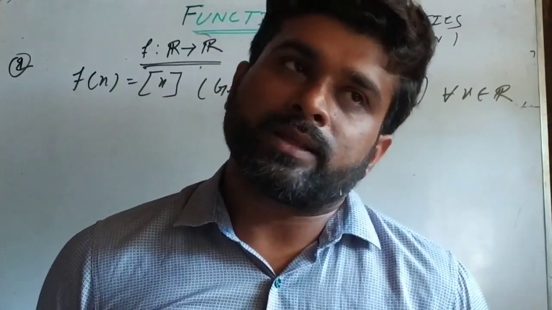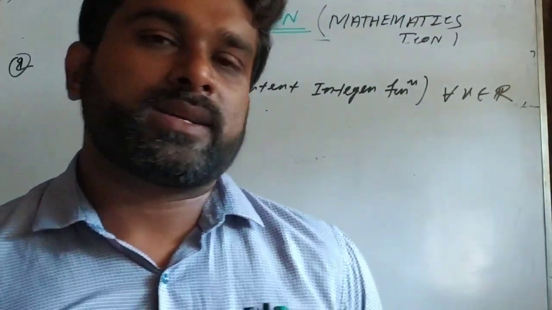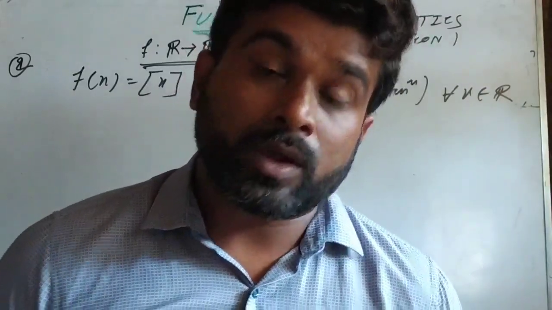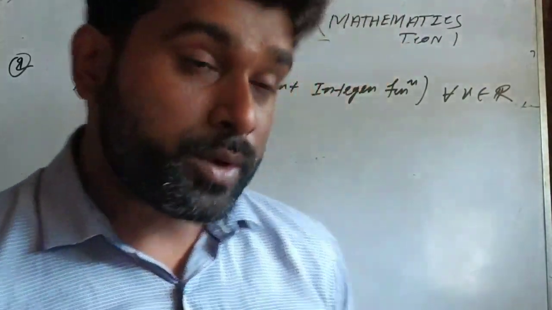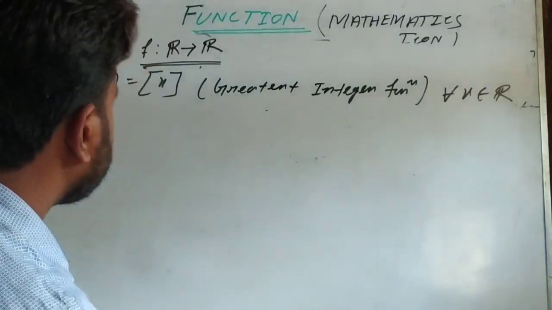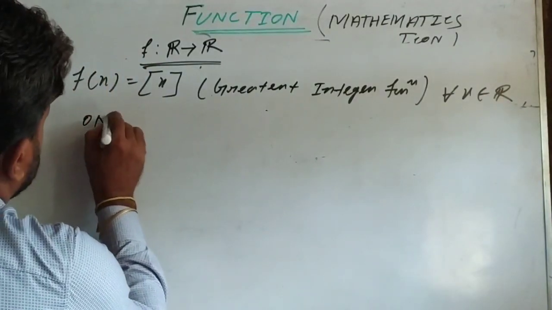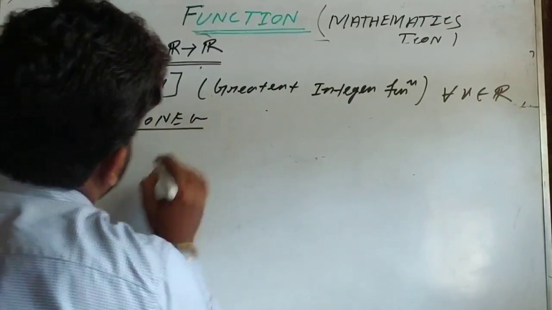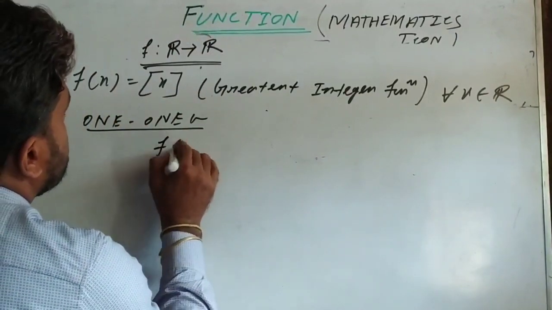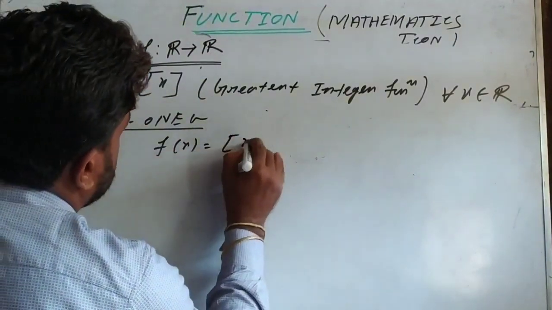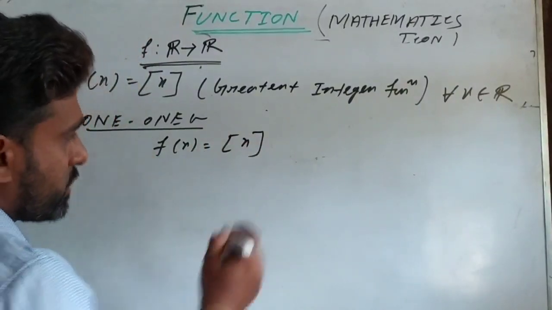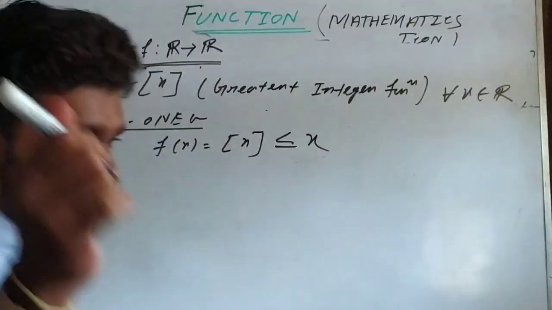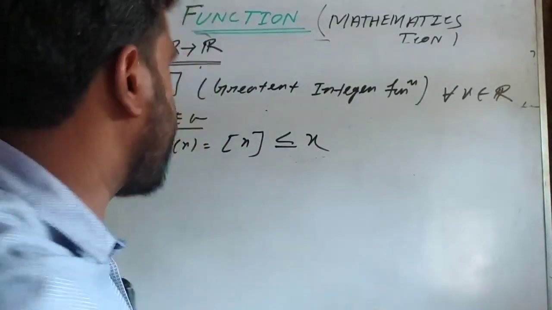Just see lecture number 1 properly. I think there I had discussed the greatest integer and the smallest integer function elaborately, with proper examples as well. So here you can see, let us choose one-one. f(x) equals box of x. Very good. Greatest integer function means less than or equal to x. You can see the greatest integer function is always less than or equal to x.